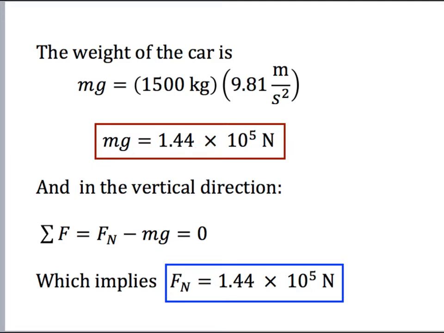And in the vertical direction, we know that the sum of the forces is going to be the normal force minus mg equal to 0, because there's no acceleration in the y direction. And so that implies that the weight is the normal force, so we know the normal force is 1.44 times 10 to the 5th newtons. And just to be clear, what we've really done here is the sum of the forces in the y direction. So what are we going to do next? We're going to do the sum of the forces in the x direction.